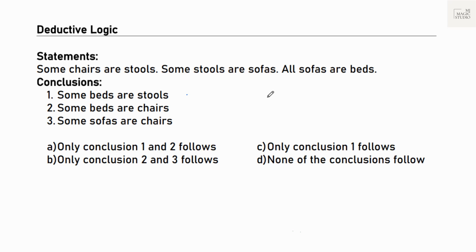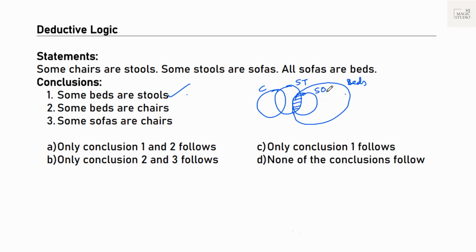Some chairs are stools. Some stools are sofa. All sofa are beds. Please go through the video on deductive logic, which is there on the playlist of TCS or on this channel, to delve deeper into these concepts. I'm just solving it for you. Conclusion: some beds are stools. That we can see, and it will follow in all Venn diagrams.